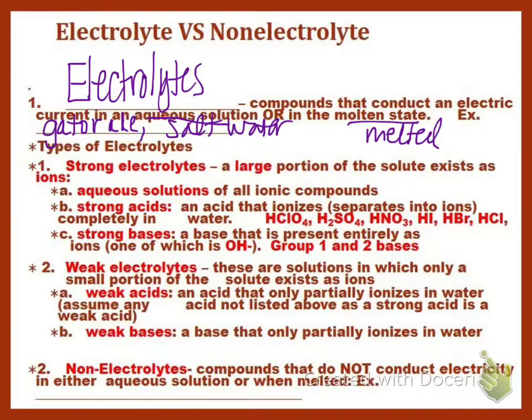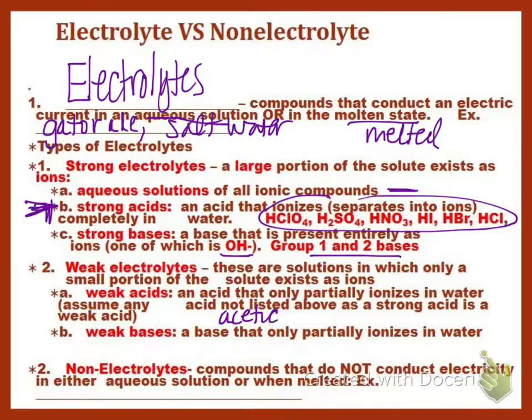Strong electrolytes are something that almost completely ionizes, and all aqueous solutions of ionic compounds are strong. The strong acids, which you're going to need to memorize, are right here, and then strong bases, which are hydroxides of group 1 and 2. There are things called weak electrolytes, which only slightly ionize or dissociate, and they will conduct a weak electric current, and they're the weak acids. Acetic acid is a very good example of that, and acetic acid is what is in vinegar. It's just been diluted with water, and we call it vinegar.